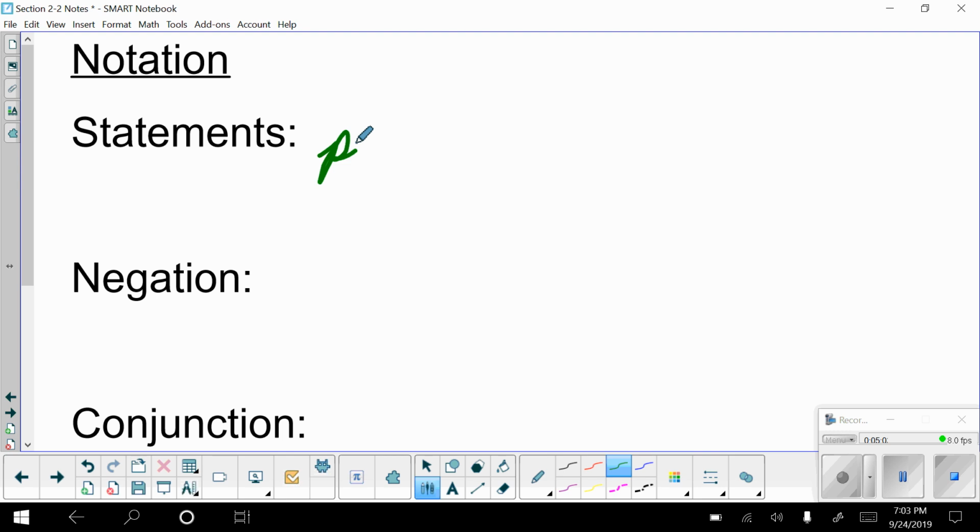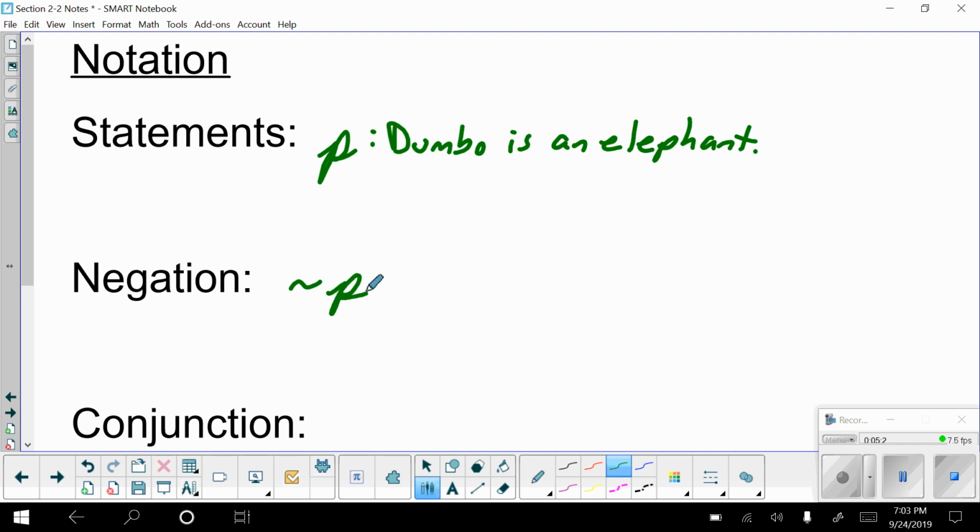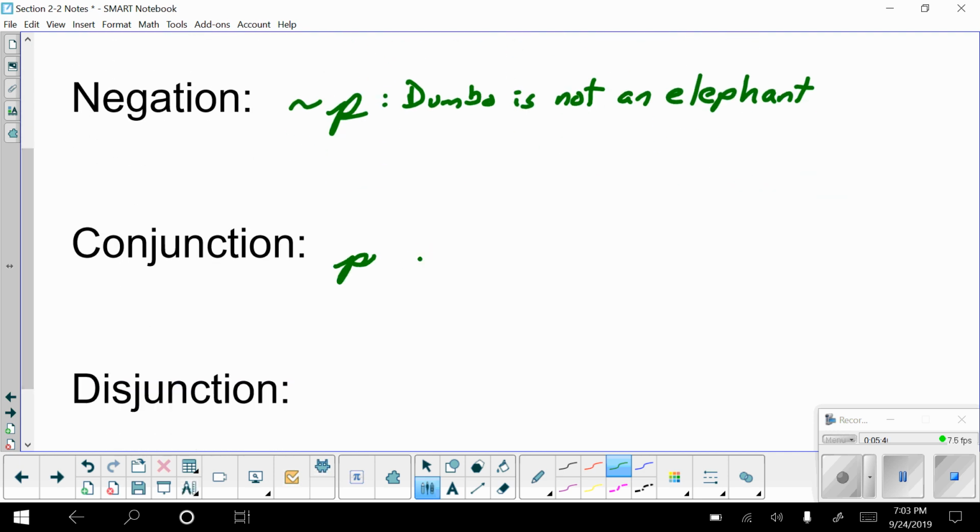For negation, if I, for example, say P is Dumbo is an elephant, well then the negation, to say not something, we use a little squiggly in front of the variable name for the statement. So I would read this as not P, and translate it into a sentence, this would be Dumbo is not an elephant. So a little squiggly in front we read as the word not, so this is not P. For conjunctions, if I have two statements P and Q, the conjunction is an and, I make what looks kind of like a capital A without the crossbar. And that I read as and, so this would be P and Q. For a disjunction, I turn the and symbol upside down, and this would be P or Q.